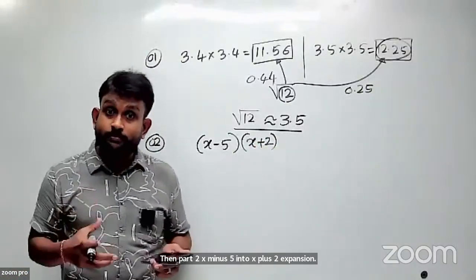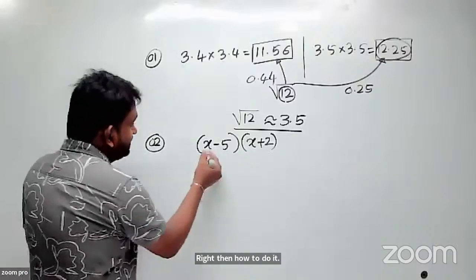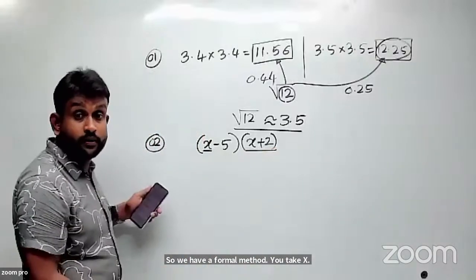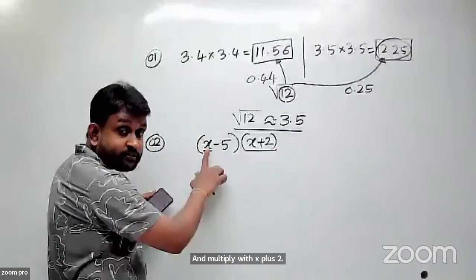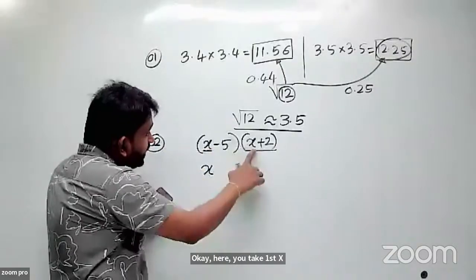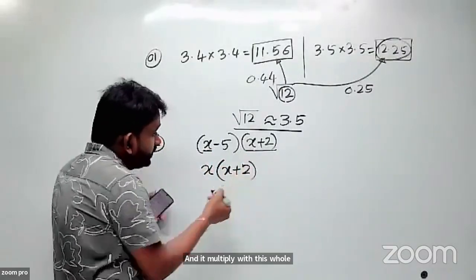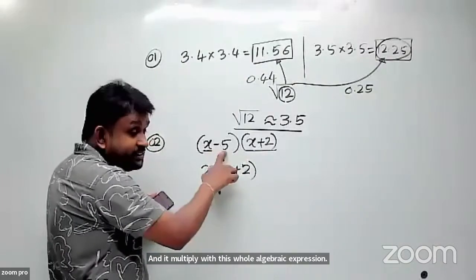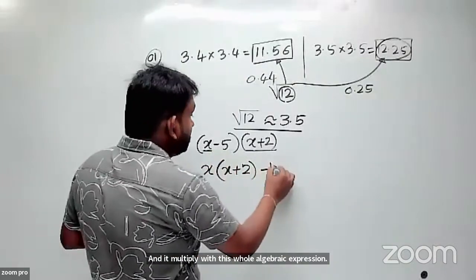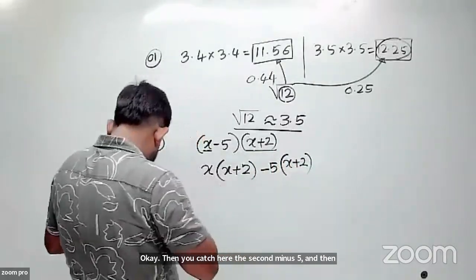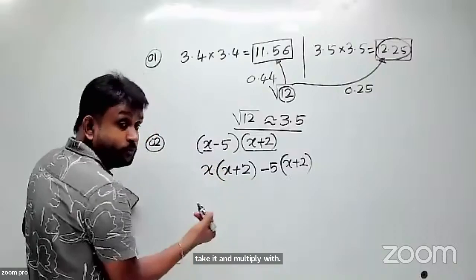So we have a formal method. You take x and multiply with the x plus 2 expression. Here you take the first x and multiply it with this whole algebraic expression x plus 2. Then you take the second term, minus 5, and multiply it with x plus 2. Okay, then remove the bracket.